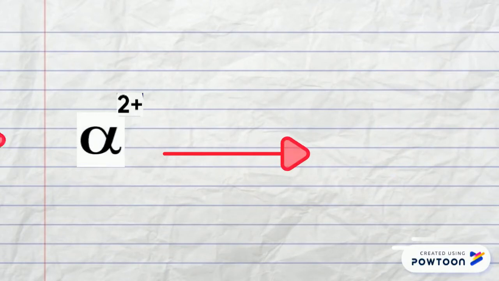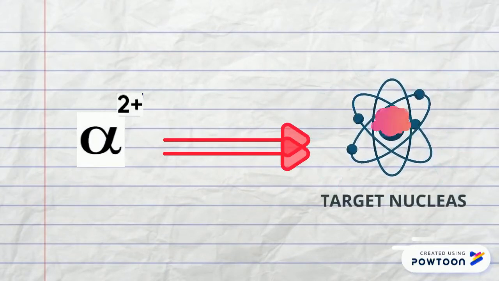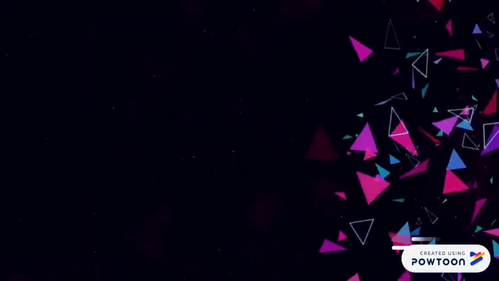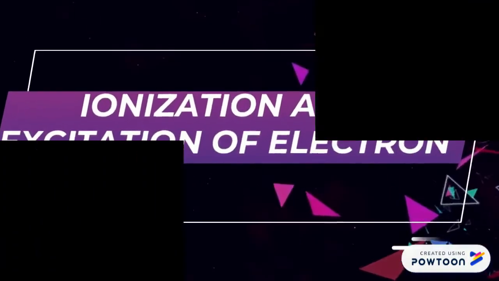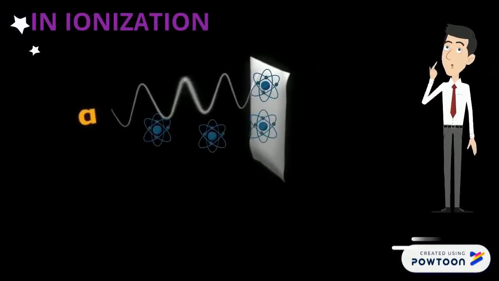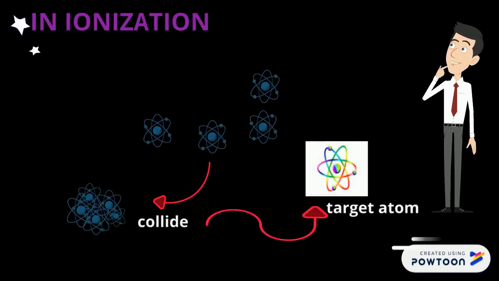But if the energy of the alpha particle is high enough to penetrate the Coulombic barrier of the nucleus, then a new interaction occurs. In ionization, when an alpha particle collides with the target atoms, it experiences collision, thus transferring energy to the target atom by ionizing the target atom. This causes several or hundreds of free electrons to be produced.